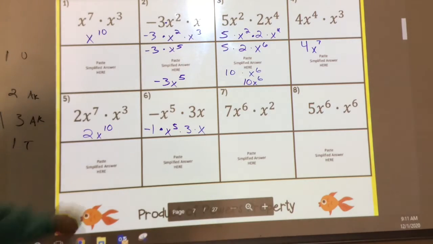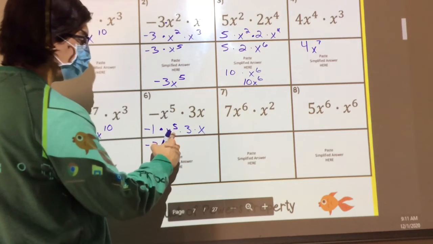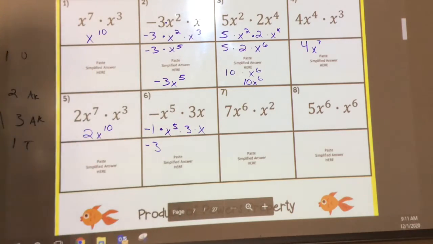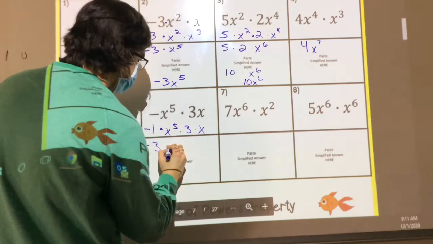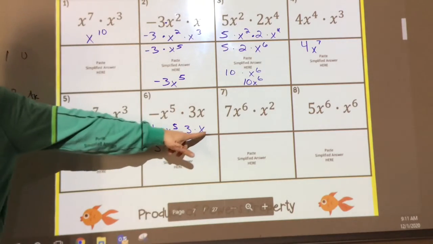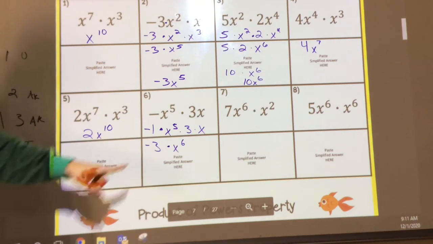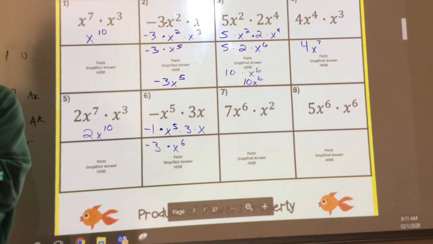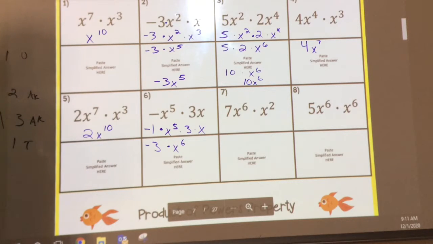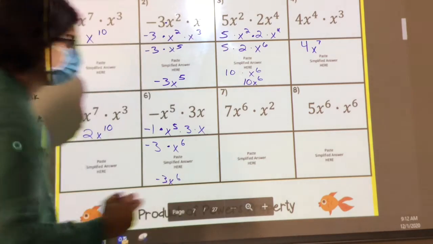All right, negative 1 times 3 is? Negative 3. x to the 5th times x to the 1st, same base. What do I have to do with my exponents? Add them together. So Brian, you asked about this question. Do you understand why this one is only 1x? Because it's physically just 1, right? But since I have 5 over here and 1 over there, I still got to put them together to give me 6. Okay? So now I end up with negative 3x to the 6th.